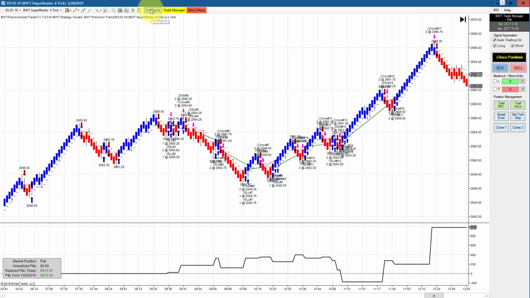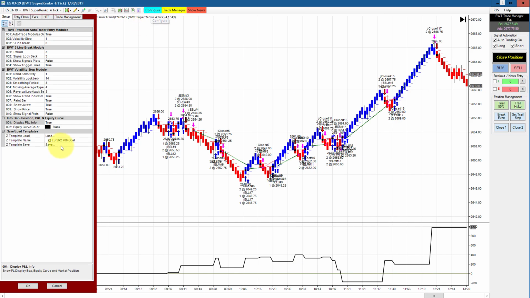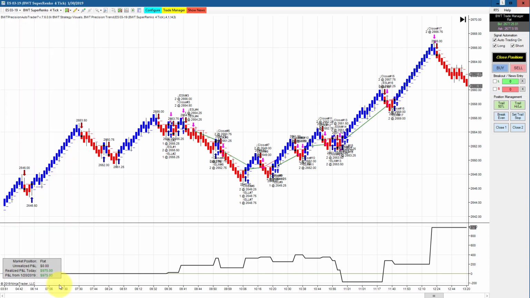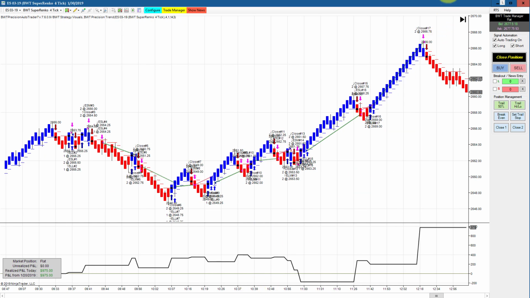Okay, another chart on the Super Renko 4 tick E-mini S&P. This one with a $700 goal, $1,000 goal, sorry. And this did 975 for the day, no higher time frame filter.